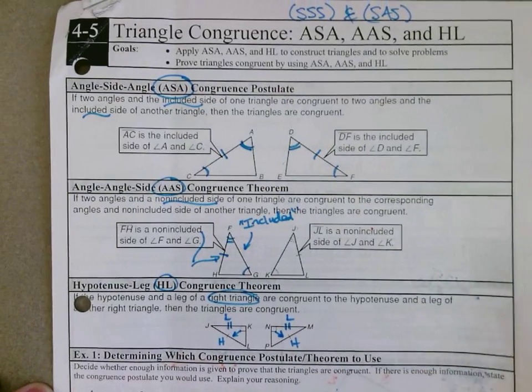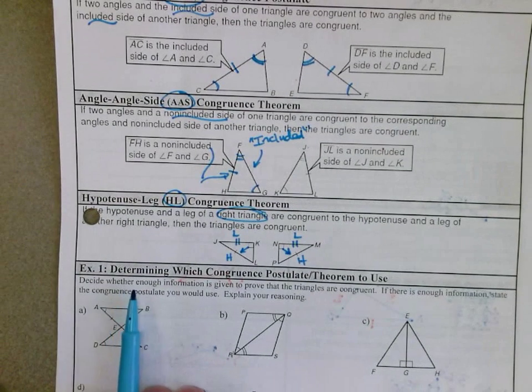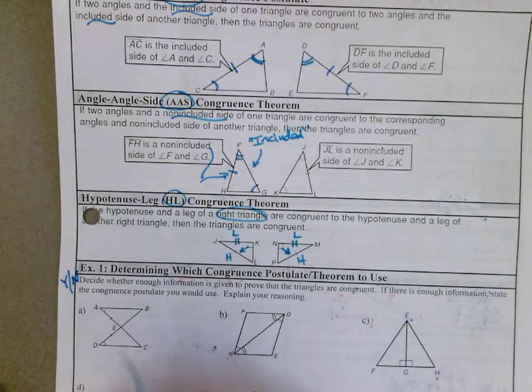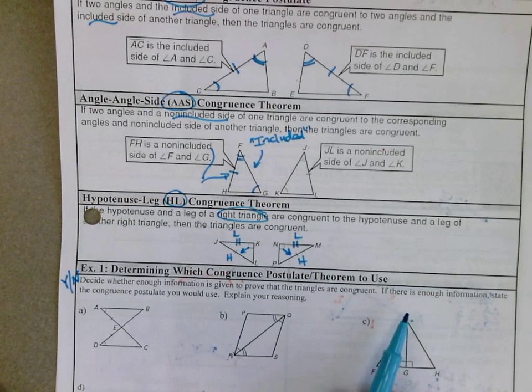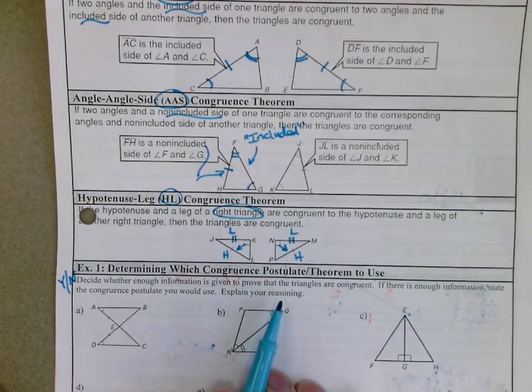All right, now let's try some of these out. Let's try some examples. This reads as decide whether enough information is given. So remember, decide basically is saying, hey, yes or no. Can you state that there's enough info to prove that those triangles are congruent? If there is, state the congruence postulate you would use and explain your reasoning.